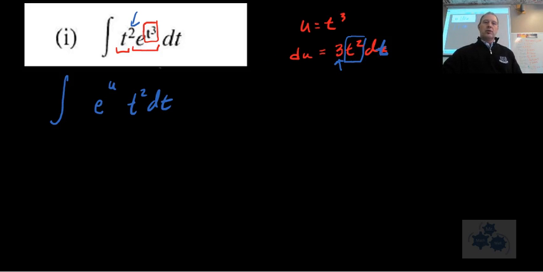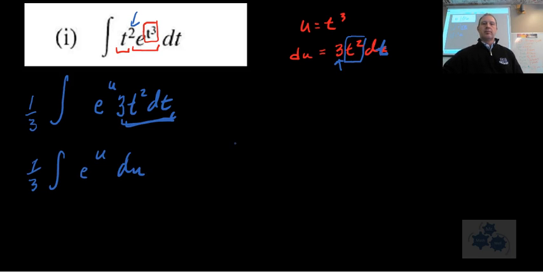So in order to rewrite this as a du, I need 3 t squared dt. So that means I need to put a 1/3 out here. I need to write a 3 inside there, because 1/3 times 3 is just 1. So now I have the complete package, and it's 1/3 here, and this is going to be e to the u du. Okay, everyone see that? Okay, then from here it shouldn't be a real big deal, I guess, right?